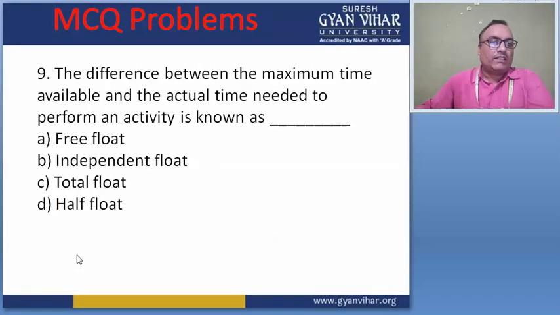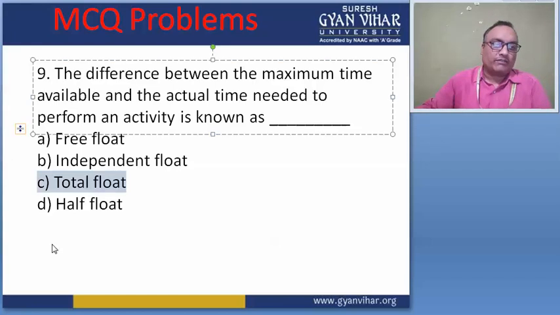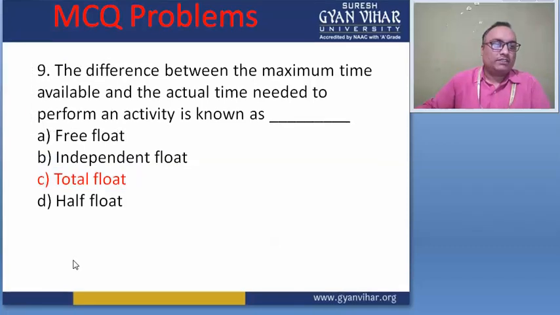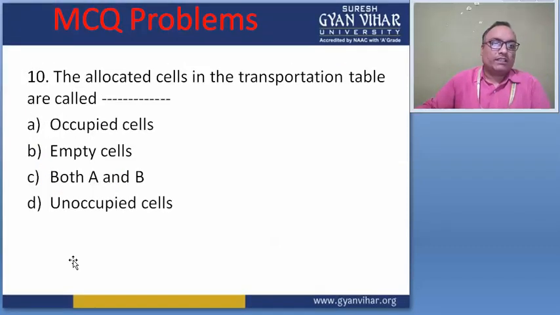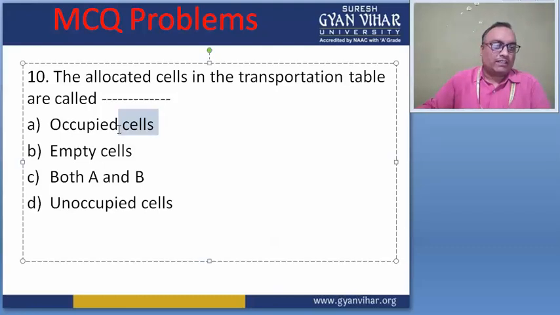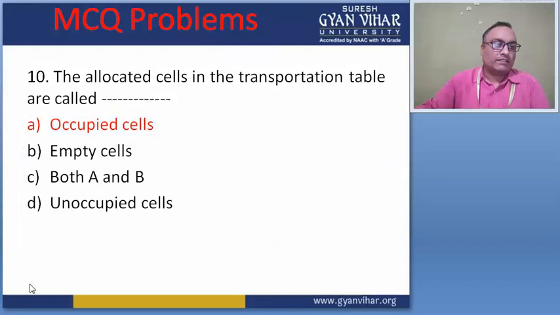Then move to the ninth question. The difference between the maximum time available and the actual time needed to perform an activity is known as total float. This is the correct answer for this question, right? And move to question number 10. The allocated cells in the transportation table are called the occupied cells. This is the correct answer for this question.